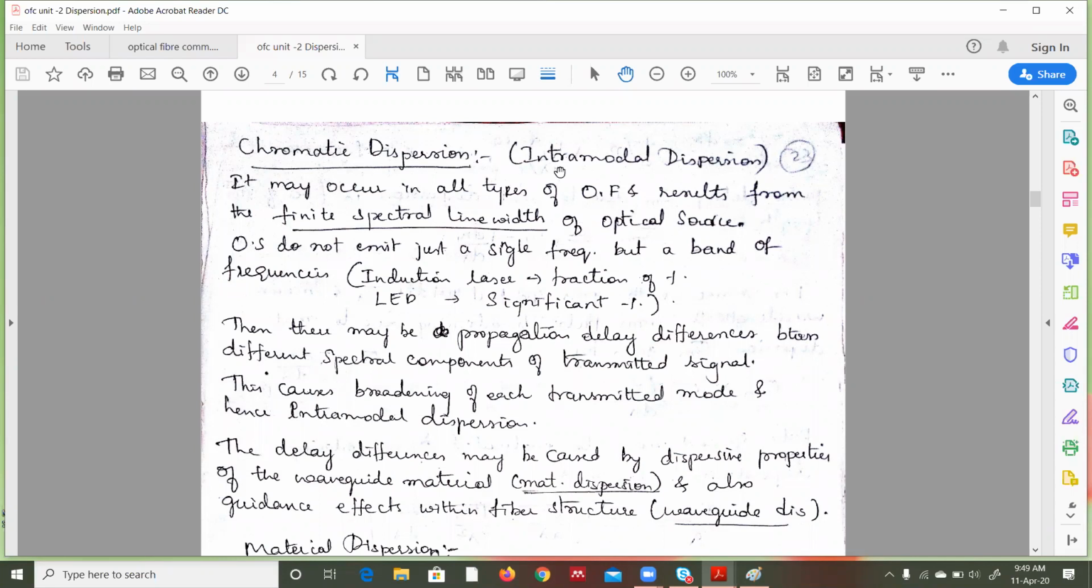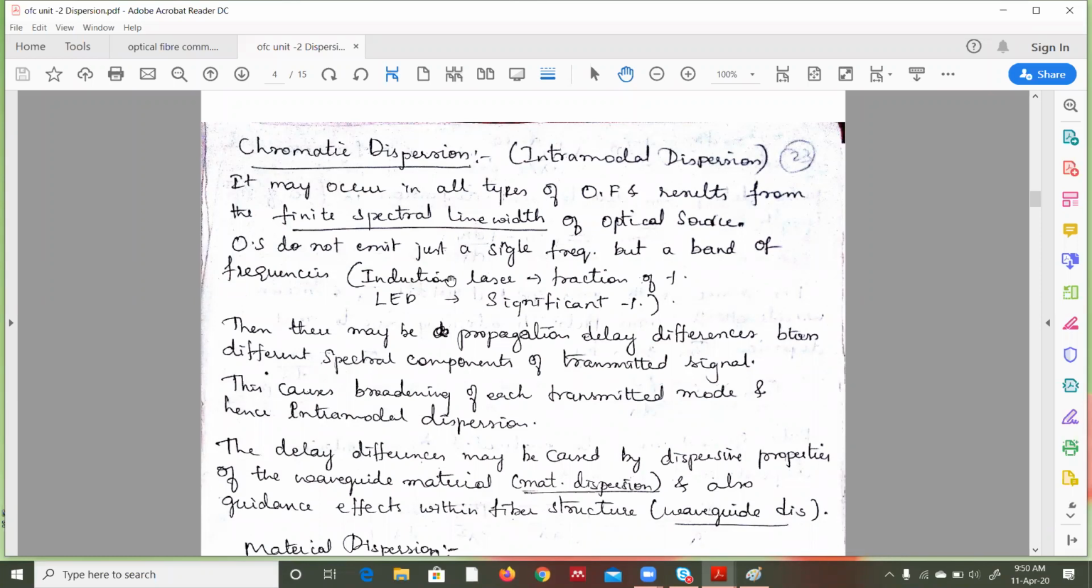So let me take up the first kind of dispersion, that is intramodal dispersion. Intramodal dispersion is also called chromatic dispersion. And what are the causes of this intramodal or chromatic dispersion? It may occur in all types of optical fibers as a result of the finite spectral line width of the optical source, which does not emit just a single frequency but a band of frequencies.